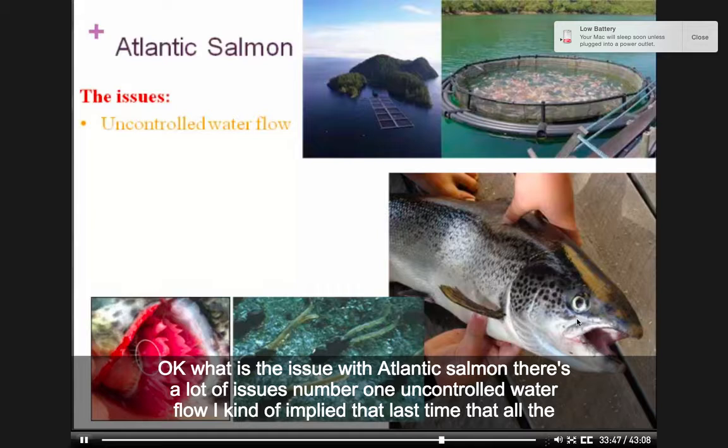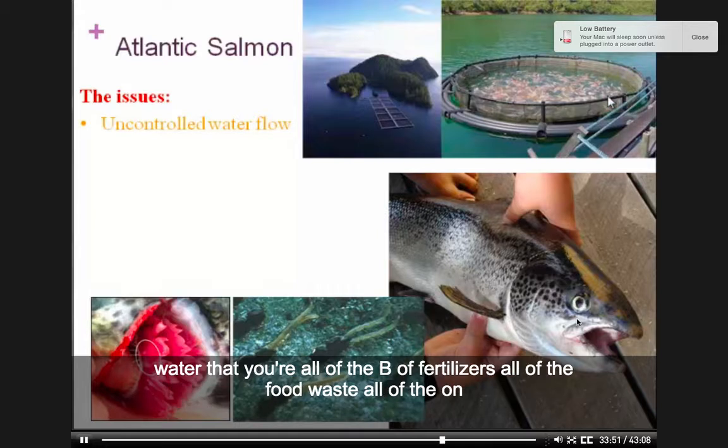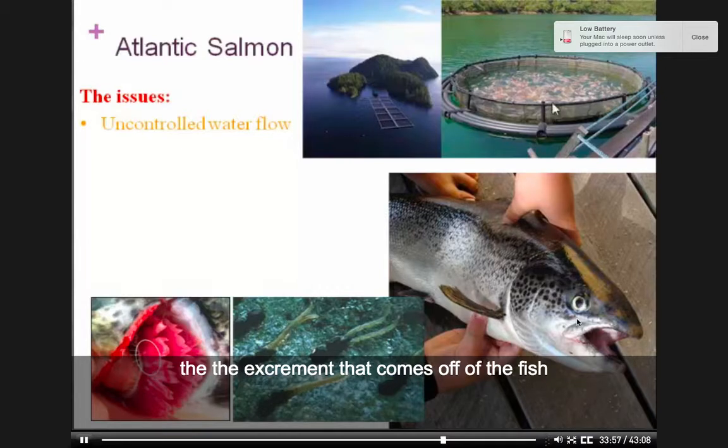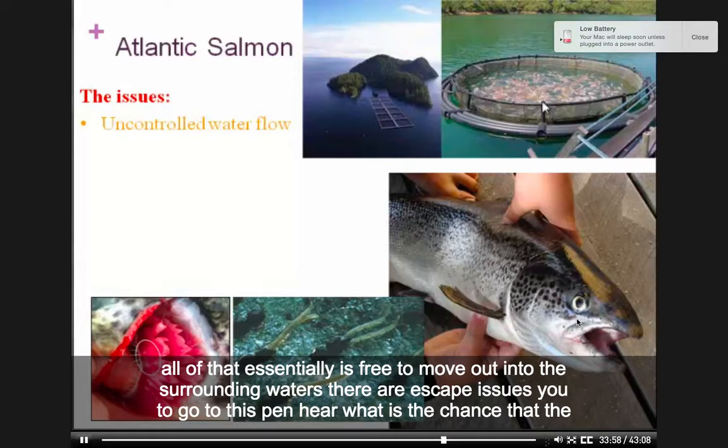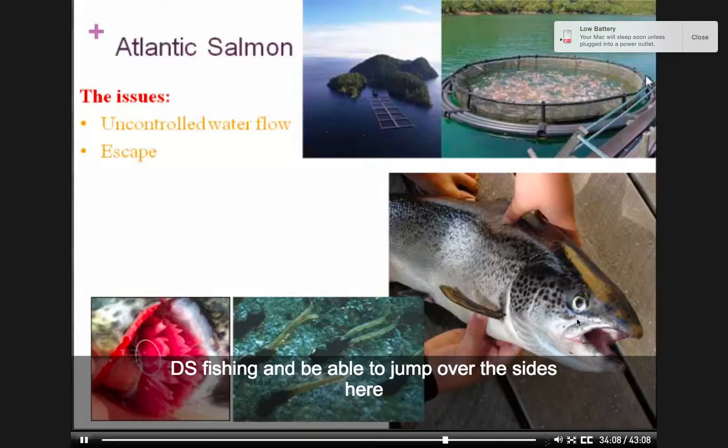I kind of implied that last time, that all of the fertilizers, all of the food waste, all of the excrement that comes off of the fish, all of that essentially is free to move out into the surrounding waters. There are escape issues. You take a look at this pen here. What is the chance that these fish are going to be able to jump over the sides here?